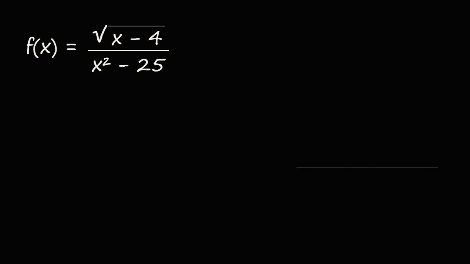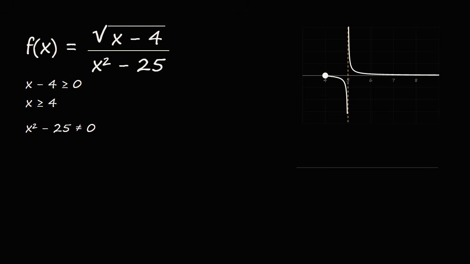Now let's combine ideas. F of x equals the square root of x minus 4, all divided by x squared minus 25. There are two separate conditions here, so we check the numerator and the denominator, one at a time. For the square root on top, x minus 4 must be greater than or equal to 0, which gives x greater than or equal to 4. For the denominator, x squared minus 25 cannot equal 0. That's a difference of squares, so it factors into x plus 5 times x minus 5, which means x cannot be negative 5 and x cannot be 5.